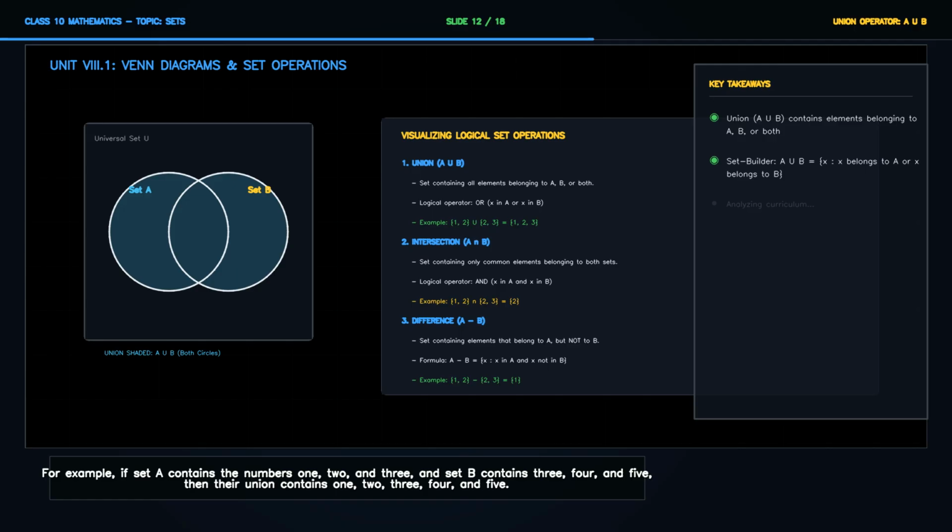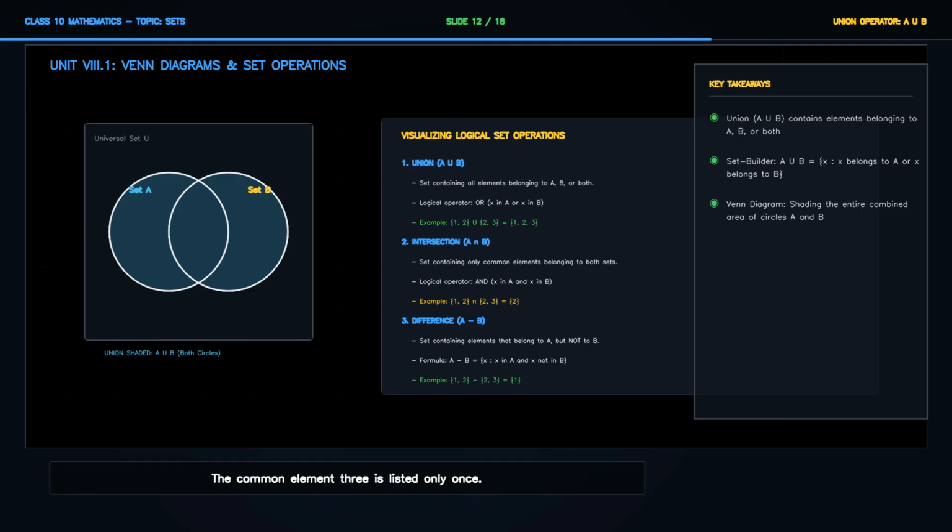For example, if set A contains the numbers 1, 2, and 3, and set B contains 3, 4, and 5, then their union contains 1, 2, 3, 4, and 5. The common element 3 is listed only once. Union is the set theoretic analog to logical OR.